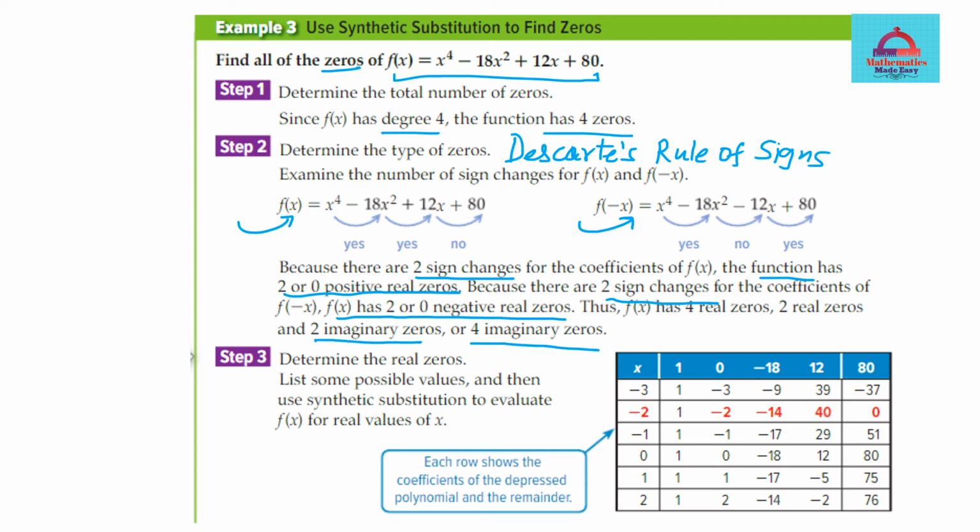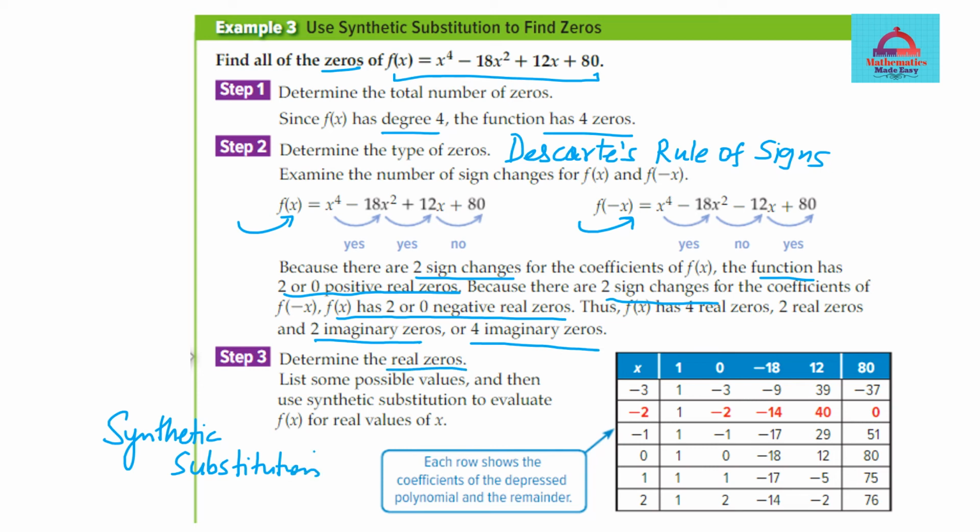So till here, you have found only just the number of zeros. Now comes step 3 where you are going to be using synthetic substitution and you're actually going to be determining the real zeros. So let's see how.